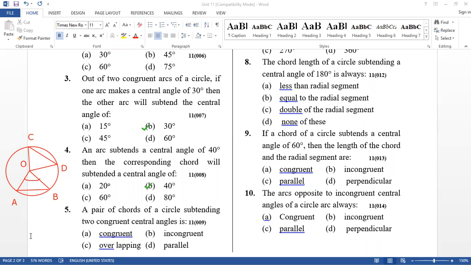MCQ, a pair of chords of a circle subtending two congruent central angles, it is stated that the central angle formed by CD and the central angle formed by AB are both equal. Then according to the theorem, the AB length and CD length, meaning the length of the chords, will be equal or congruent. So the correct answer will be congruent. That is the answer for the fifth MCQ.